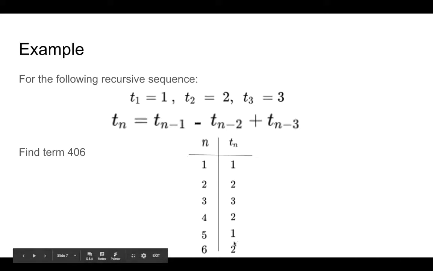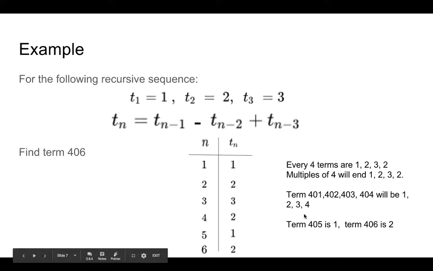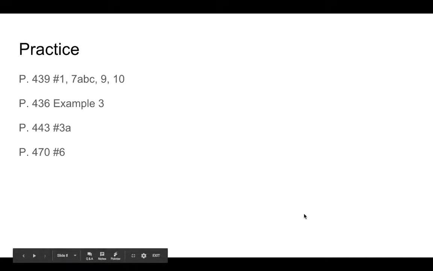So it gives you an idea of the pattern. Every 4 terms, all multiples of 4 will end in 1, 2, 3, 2. Terms 401, 402, 403, 404 will be 1, 2, 3, 2. So term 405 is 1, and term 406 is 2. Again, there's a mistake there; that should have been 2. And there's some practice.